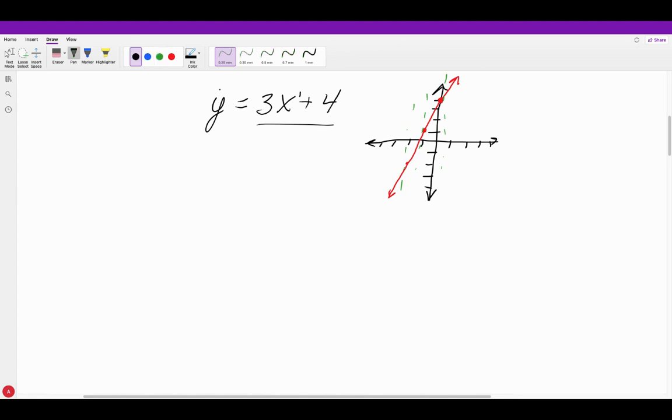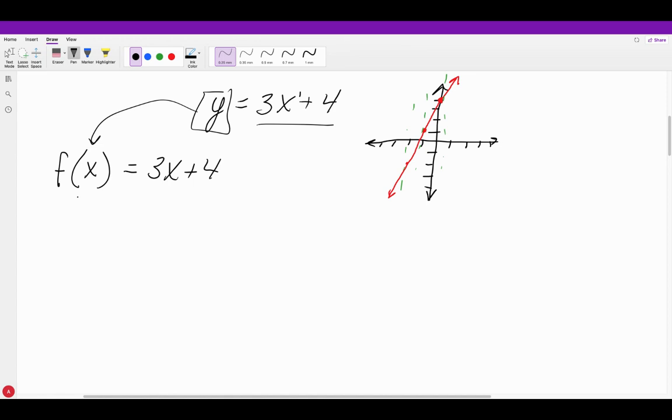So to let the reader know that this is a function without having to do anything with it, we represent it by using this notation of f of x is equal to 3x plus 4. So we replace the y with this f of x, and this tells us that this is a function.